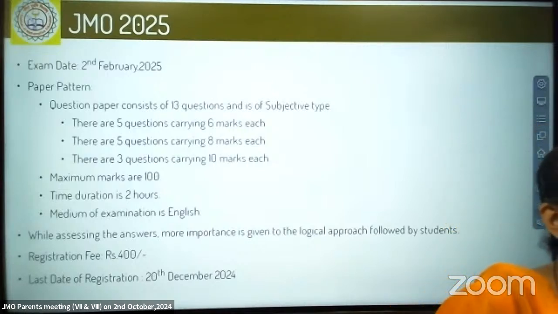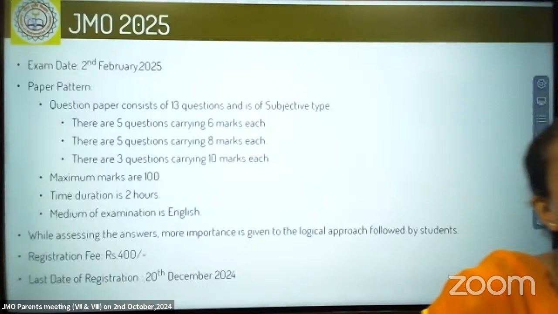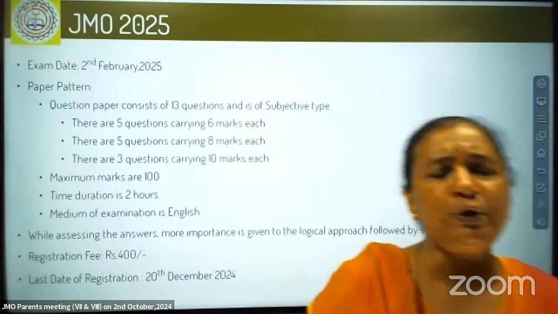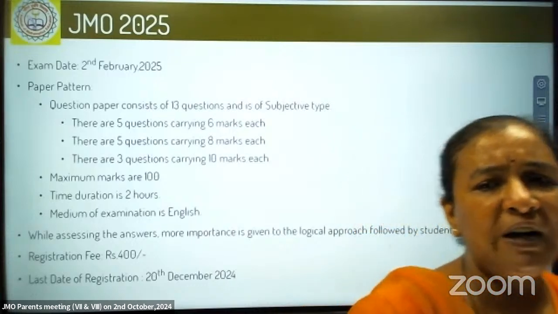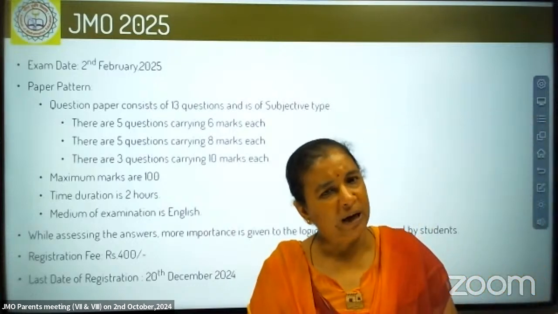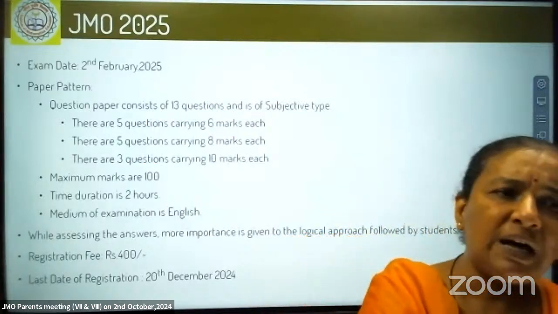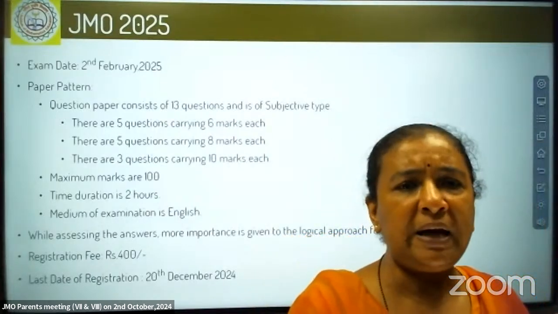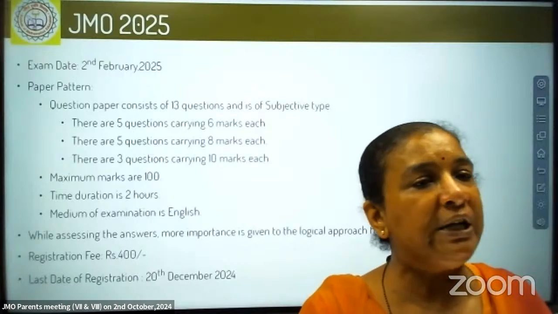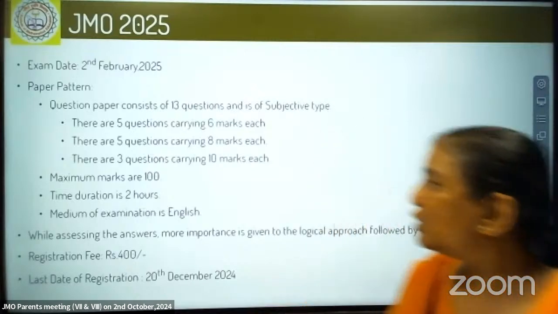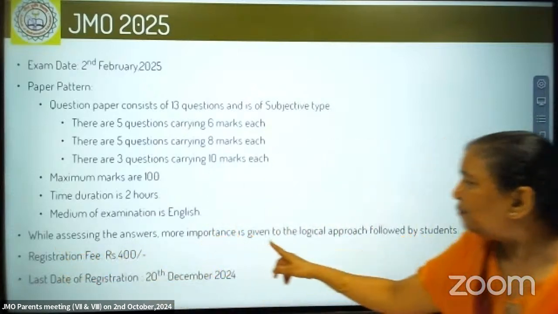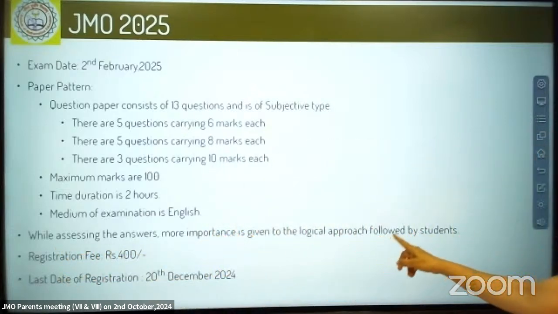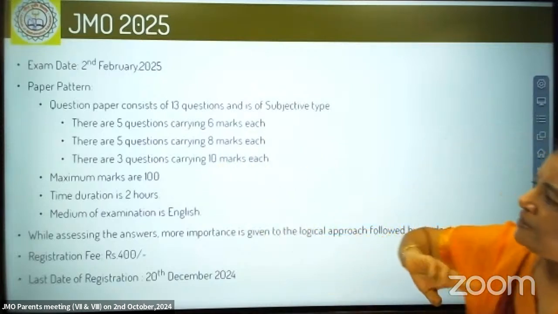To our pleasant surprise, every year at least 1 or 2 students do something different from our method of solving the problem. So we welcome all the methods which come to your mind, as long as you do not go wrong in logic. Here it is mentioned, while assessing the answers, more importance is given to the logical approach followed by students. The paper consists of 13 questions.